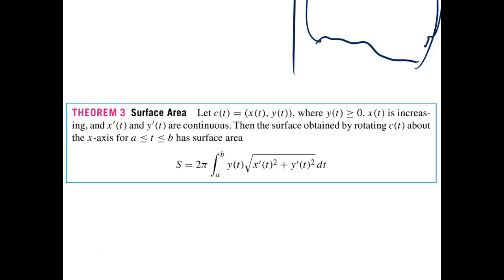x prime of t and y prime of t are both continuous. Okay? Need to have those both continuous. First derivatives are continuous for both x and y. Only the x has to be increasing, so that's always positive. The y can be positive or negative. Then, the surface area obtained by rotating that C of t around the x-axis for a less than or equal to t less than or equal to b.